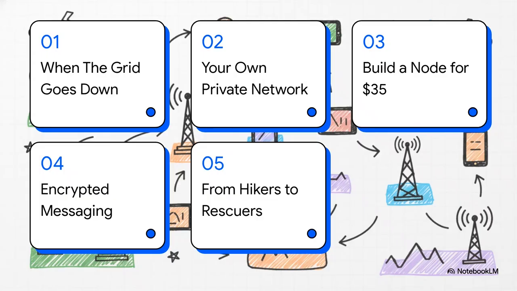All right, so here's what we're going to cover. First, we'll talk about why you'd even need this when the grid goes down. Then, we'll get into how you can make your own private network. After that, we'll show you how to build a node for about 35 bucks. Yeah, really. We'll also look at the encrypted messaging side of things. And finally, check out who's using this stuff, from hikers all the way to search and rescue teams.